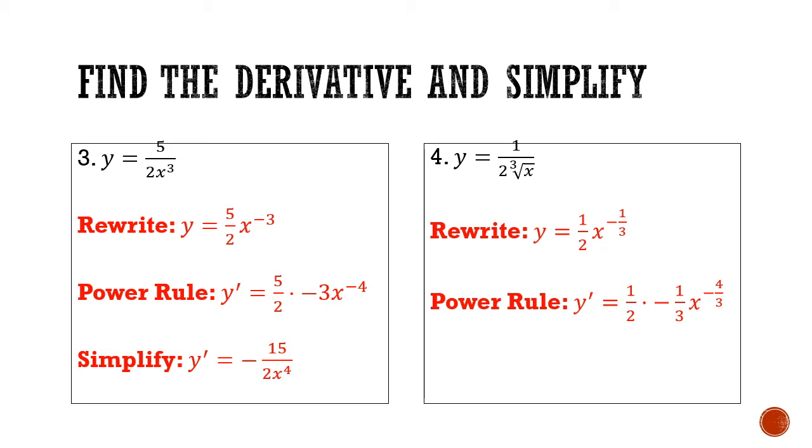And then move your x to the negative 4/3 to the denominator, making it x to the positive 4/3. You can leave your answers with rational exponents like you have here, or you could rewrite it as a radical, negative 1 over 6 times the cube root of x to the 4th.